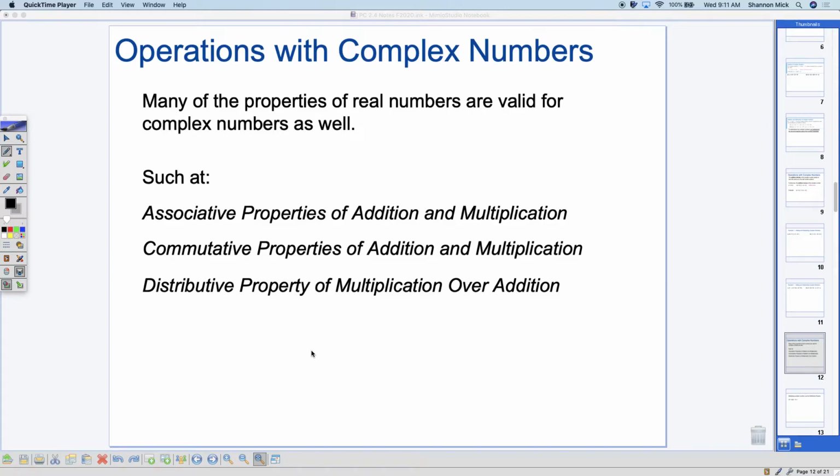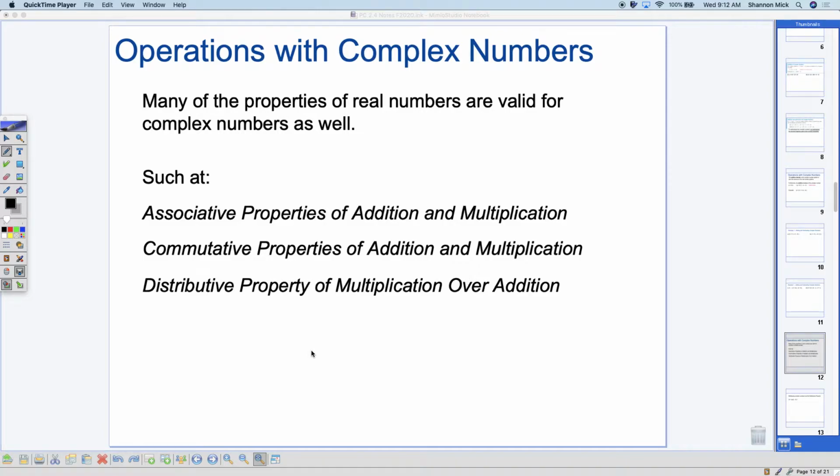We started 2.4, and I told you a couple times, and I'm going to reiterate it, that the operations are the same. Associative, commutative, distributive properties all are exactly the same. An i is just, when we do math, considered just like a variable would be. But is it a variable? No. It's not a variable, but everything with math is considered the same.